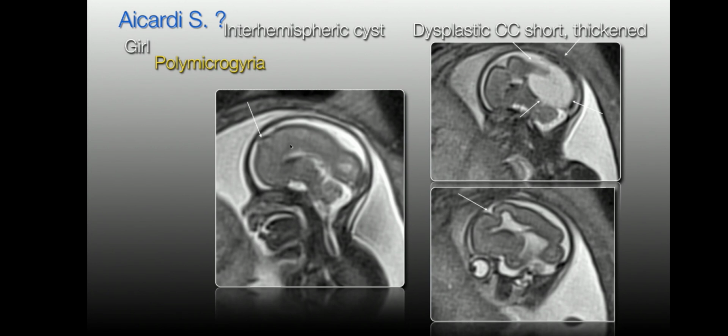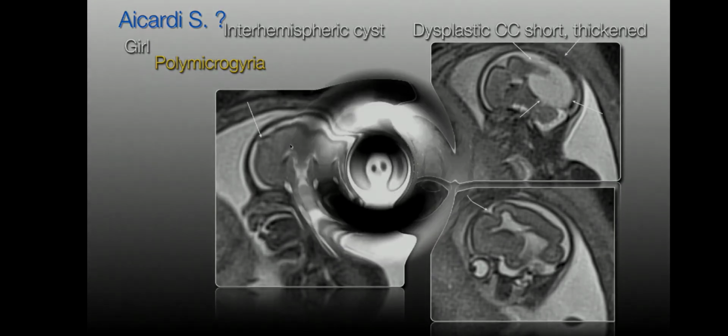So you have now the typical 3 or 4 signs of Aicardi syndrome. And it's not an isolated cyst which can be operated. It's already polymicrogyria plus cyst plus dysgenesis of corpus callosum plus this condition. So this is suggestive for Aicardi syndrome, in my opinion. So I hope you get this first message.